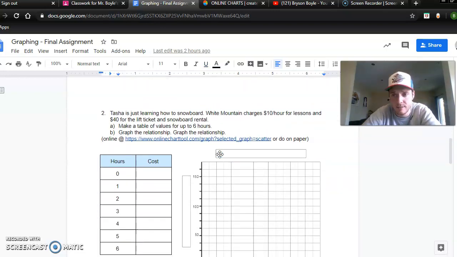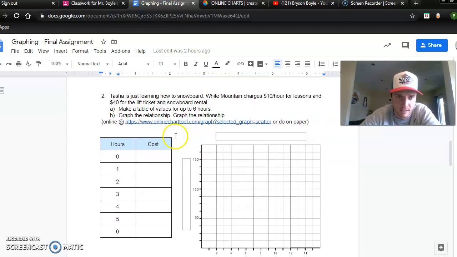Question 2 is the exact same thing as question 1. It's just changing the situation around a little bit. So Tasha is just learning how to snowboard. The mountain charges $10 an hour for lessons, $40 for the lift ticket and snowboard rental. You're going to do the same thing you just did for question 1, but for question 2, right? So make the table of values, fill out the proper numbers, graph the relationship.